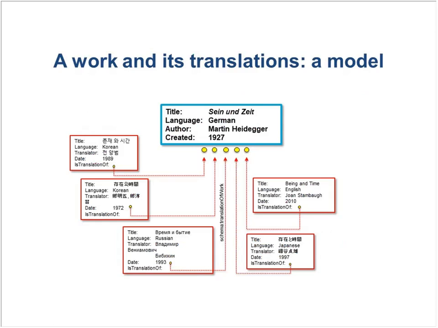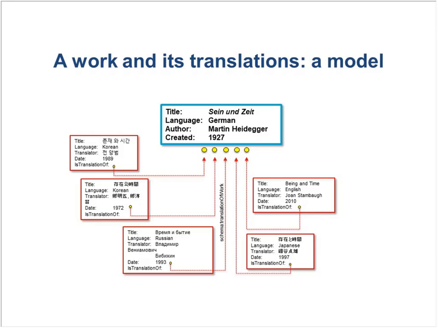This is the model we used for representing a work and its associated translations, with some of the translations of Heidegger's Sein und Zeit, along with a few key properties. Each translation has a translation-of-work relationship to the original German work, indicated by the red arrows. There can be multiple translations into the same language. In this case, we're showing two Korean translations, one with Hangul only and one with Hangul and Hanja, published in different years and with different translators. The earlier translation has two translators.